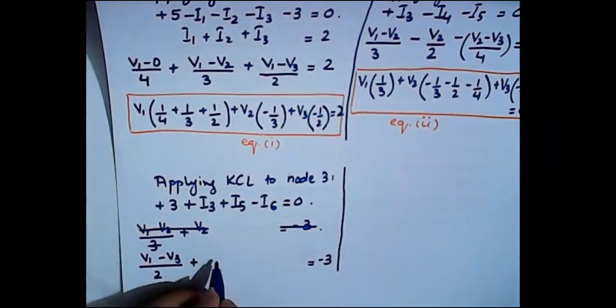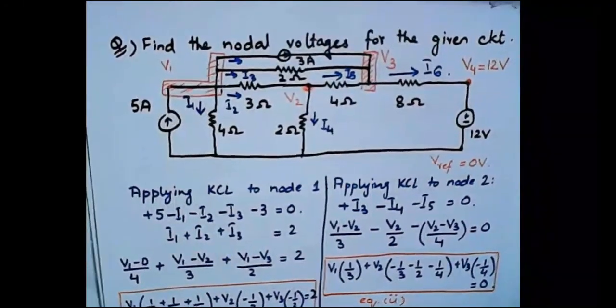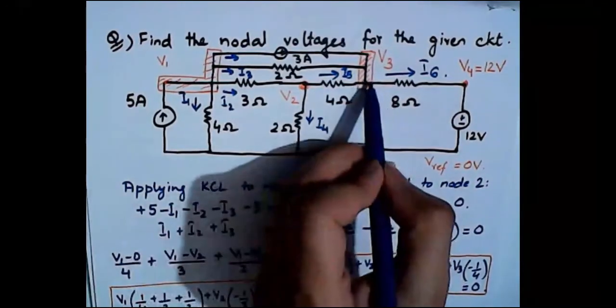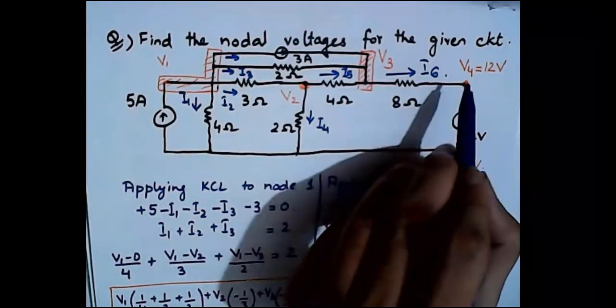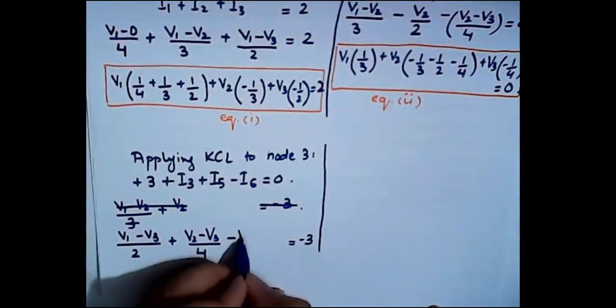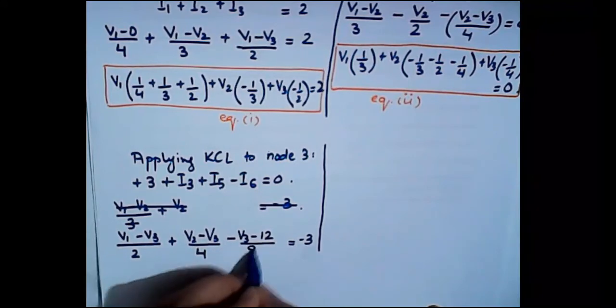Plus I5 is how much? V2 minus V3 divided by 4, and minus I6. Now when we are talking about I6, here you can see how we can define I6. V3 minus V4 divided by 8, right? And we know that the value of V4 is 12, so we can specify it as V3 minus V4, which is 12, divided by 8.